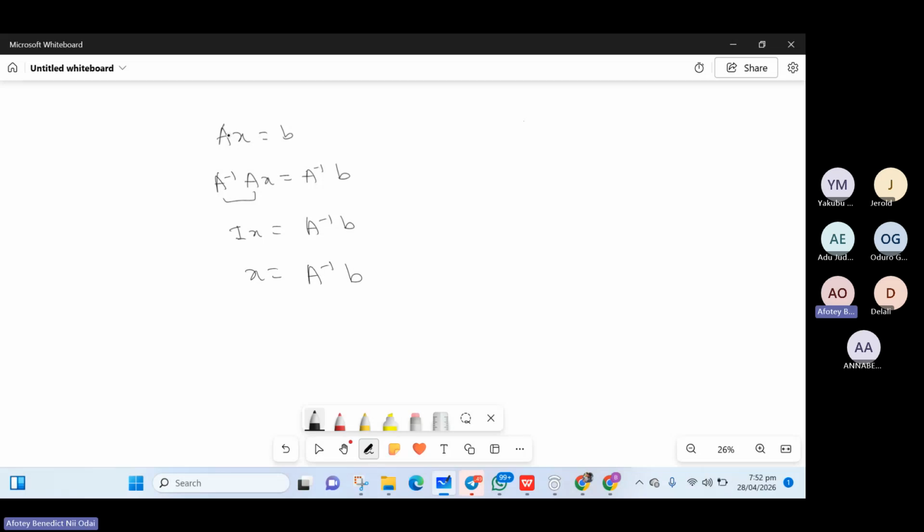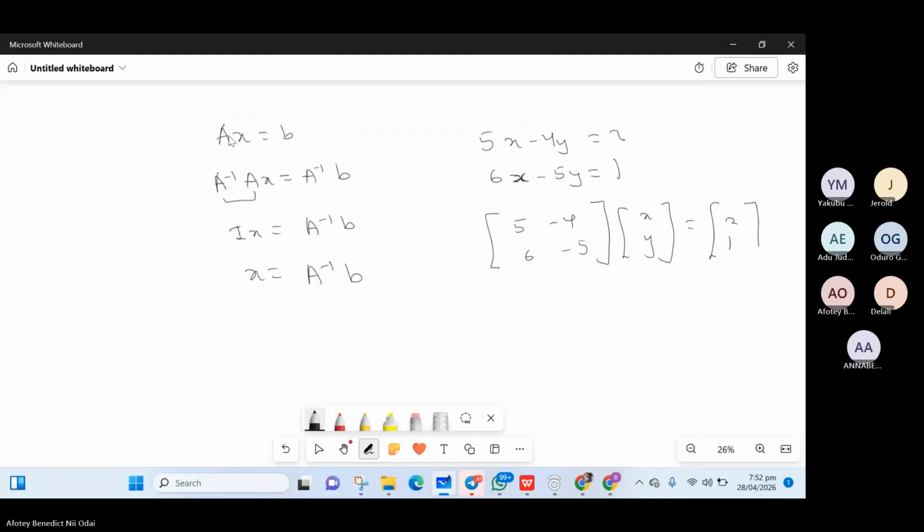Now let's take one example. We have 5x minus 4y is equal to 2. We also have 6x minus 5y is equal to 1. So with this, we can see that our matrix is [5, -4; 6, -5] times [x; y], and this is equal to [2; 1].